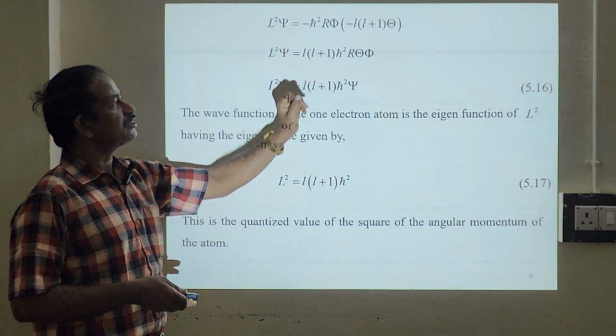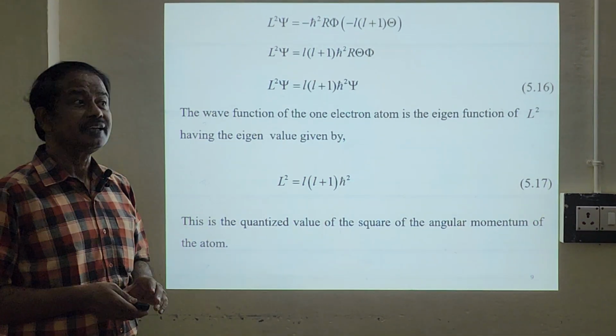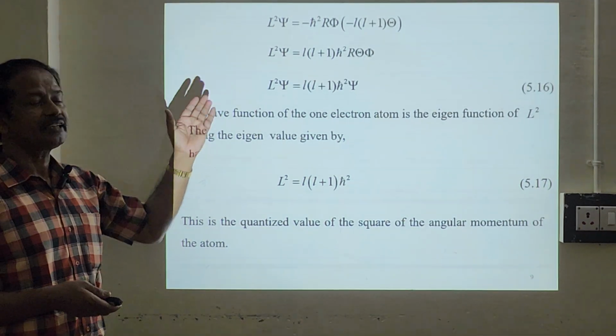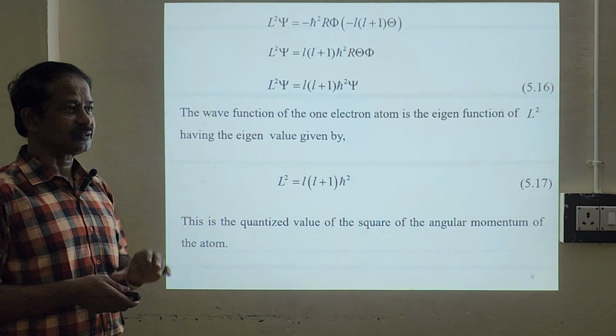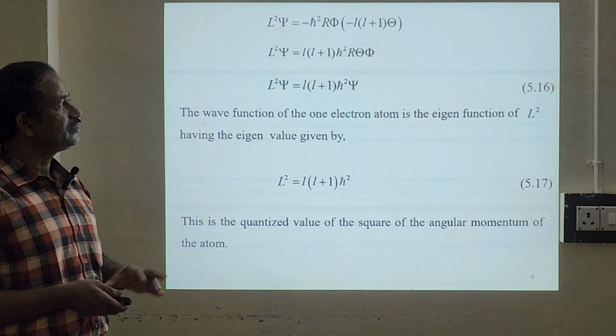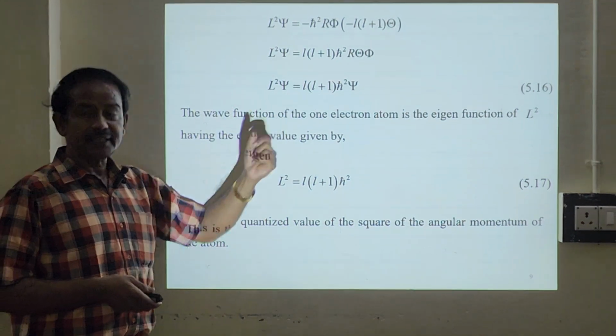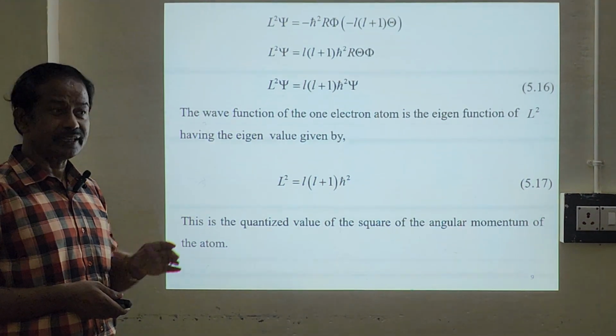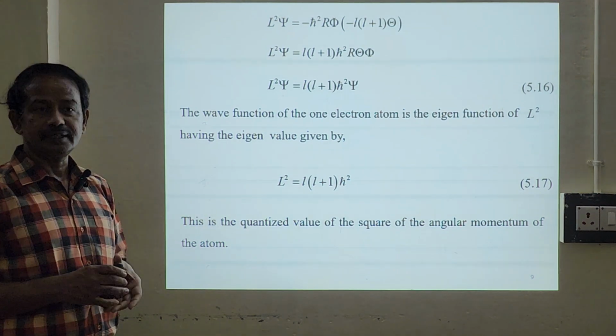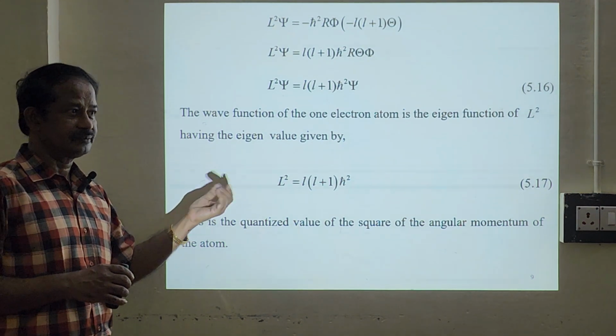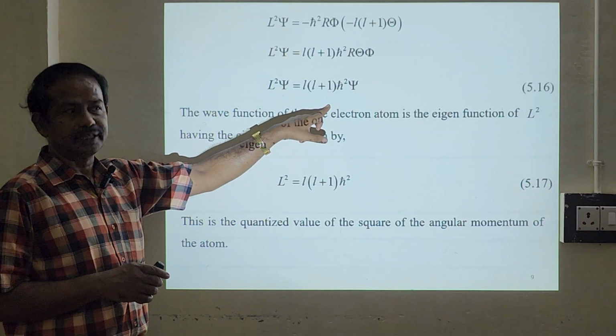Your L into L plus 1 h bar squared is the eigenvalue of L squared. So this is the eigenvalue equation of L squared, and the eigenvalue is given by L into L plus 1 h bar squared. Again, as I said, this is a discrete, quantized one. The angular momentum is quantized.